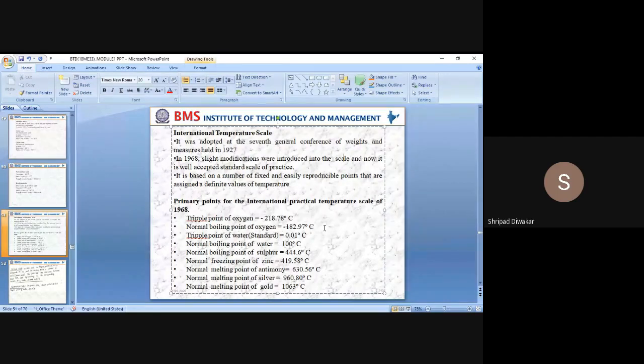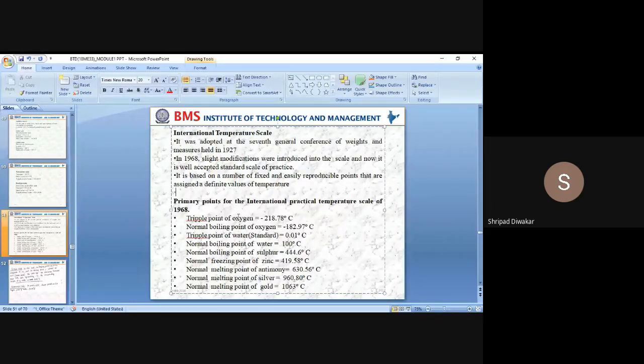This International Temperature Scale is based on fixed points. As I said, ice point is one fixed point, steam point is another fixed point. Like that, we have many fixed points. These are some primary points for the International Practical Temperature Scale. Already we know the triple point of water is 0.01 degrees Celsius, a standard value. We have many points used to measure temperature for various systems. Mainly remember the triple point of water, and the normal boiling point of water is 100 degrees Celsius.